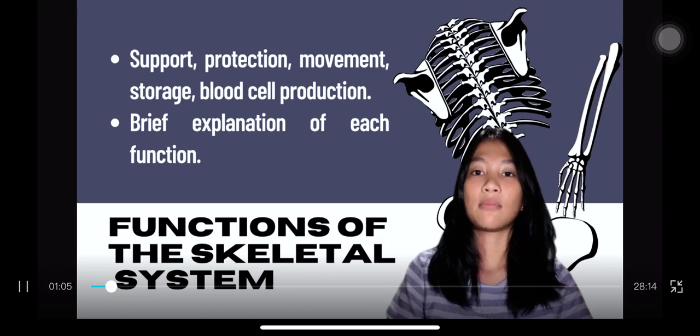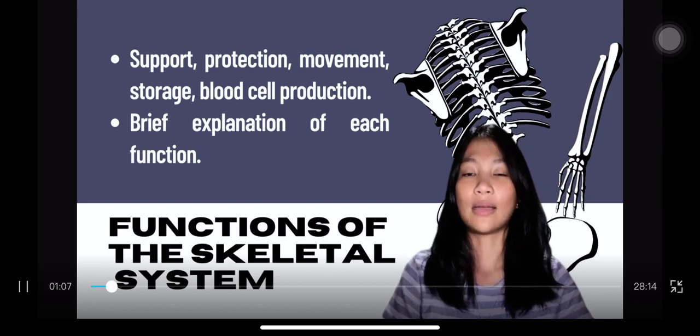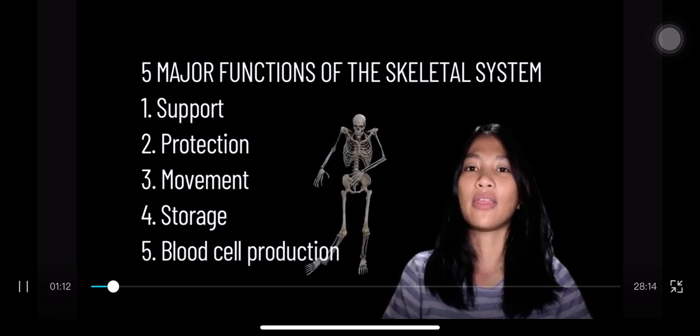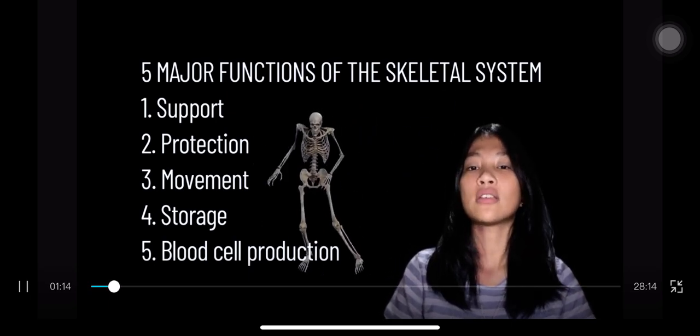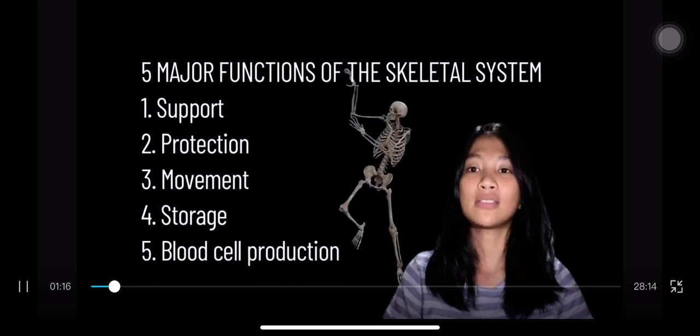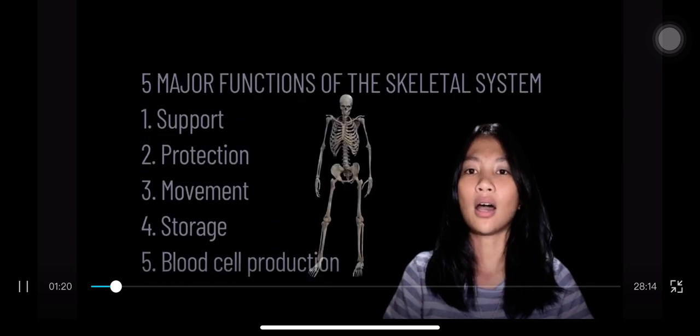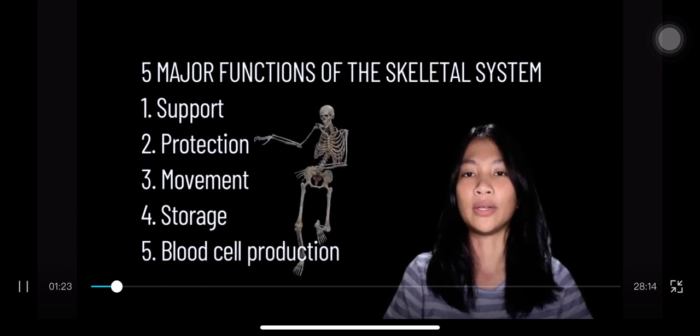I will discuss the functions of the skeletal system. There are five major functions of the skeletal system and their brief meaning. First, support. The backbone is the main support center of the upper body. It holds your head up and protects your spinal cord.